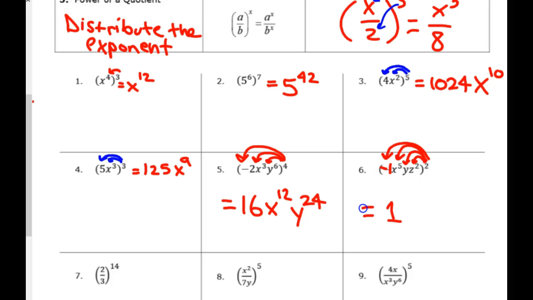And now I'm going to take my powers. 5 to the power of 2, so multiply. 5 times 2 is x to the power of 10. Y by itself to the power of 2. Y squared. And then z squared. Squared again. 2 times 2 is 4.